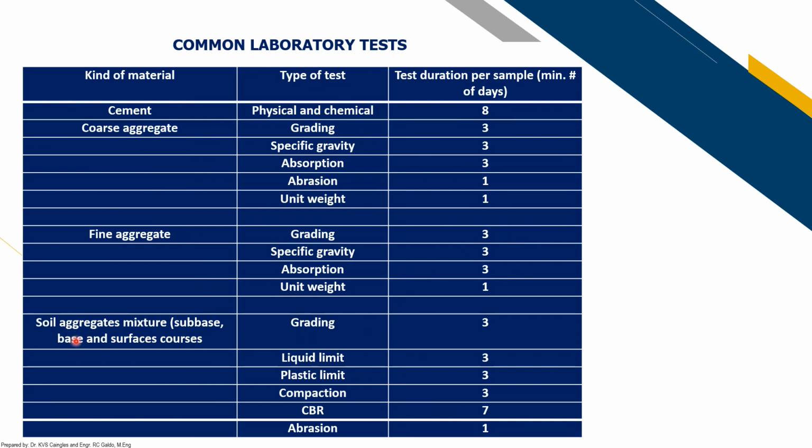And then for soil aggregates, the minimum test requirements are that you get a sample and submit it for testing. The types of tests you can conduct on your soil aggregates: for grading, the minimum test duration is 3 days, and your liquid limit determination is 3 days also, your plastic limit is 3 additional days, compaction 3 days, your CBR 7 days, and your abrasion is 1 day test duration.